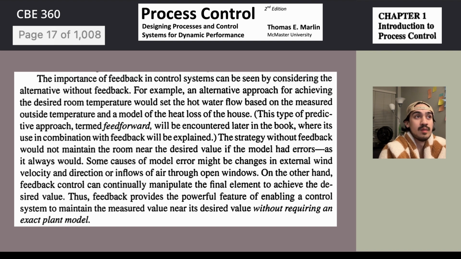The strategy without feedback would not maintain the room near the desired value if the model had errors, as it always would. Some causes of model error might be changes in external wind velocity and direction or inflows of air through open windows. On the other hand, feedback control can continually manipulate the final element to achieve the desired value. Thus, feedback provides the powerful feature of enabling a control system to maintain the measured value near its desired value without requiring an exact plant model.